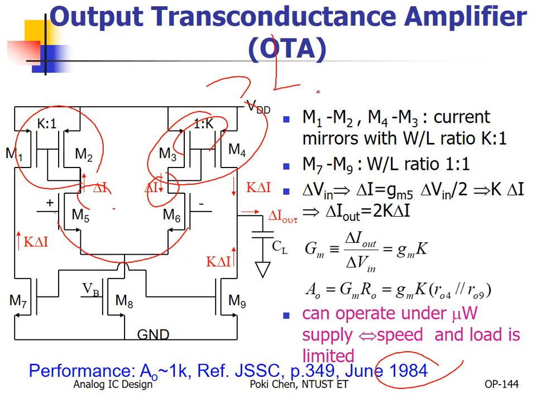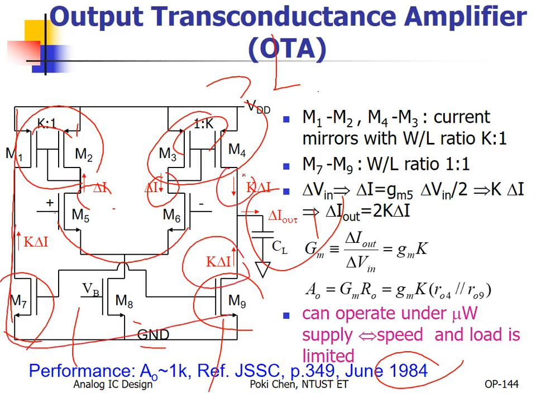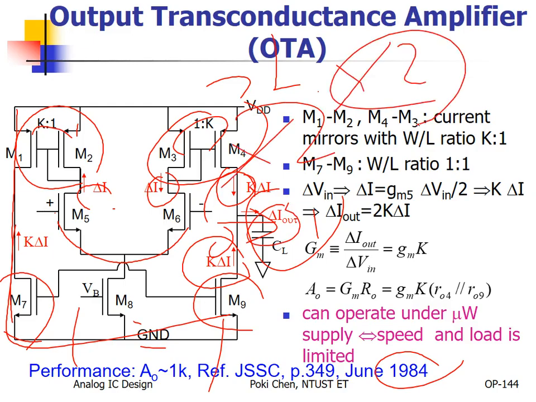That's it. And you can see, if you only need single-ended output, then 1 to K, then M7, M9, 1 to 1, right? So the current will be duplicated here with different direction configurations. They will be summed up to the output. So the output current will be doubled. Okay? It means the output current gain will also be doubled. Right, that's it.